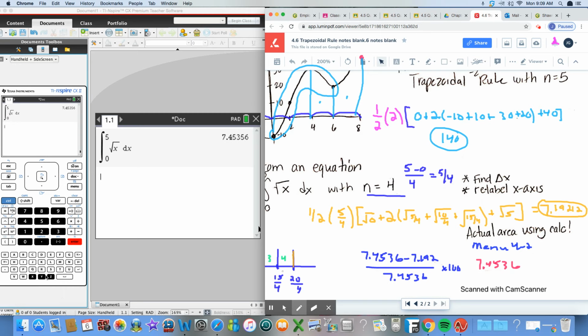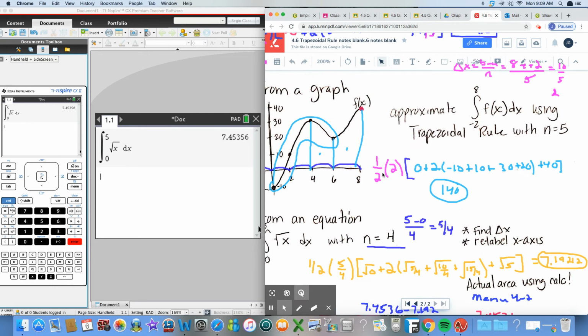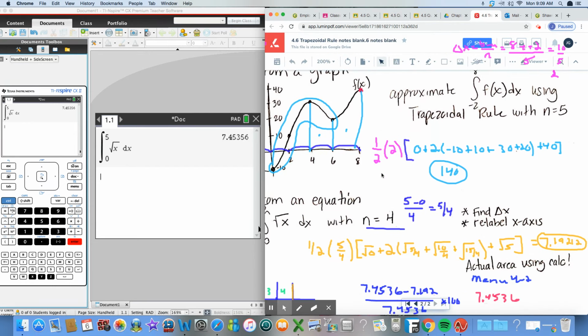Okay. So that is trapezoids, the trapezoidal rule. Like I said, very similar to what we were doing before. Now we're just doing trapezoids instead.